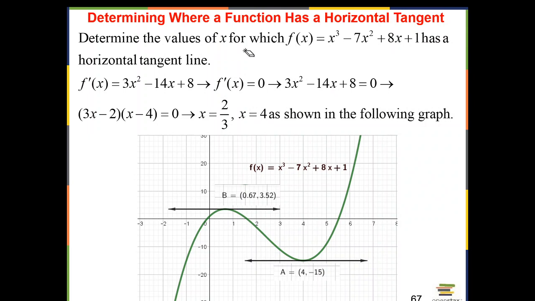All right, determine where a function has a horizontal tangent. Now, when a function goes up and down, a horizontal tangent means that at that point, when we draw the tangent, the line would be horizontal. So it looks like that one, like this one here, or this one here. So how do we figure out where the function has a horizontal tangent?